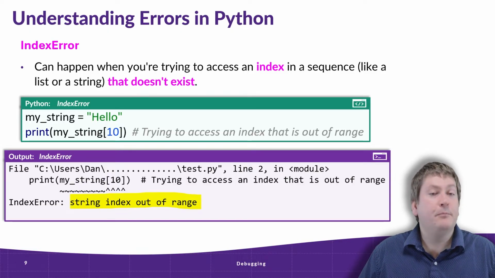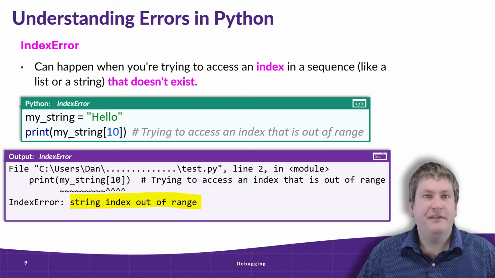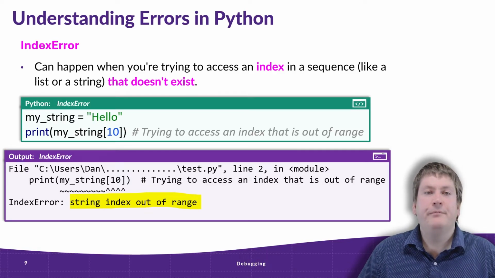This is always why it's important to make sure you understand the size of the collection when you're trying to access specific elements, so you don't go outside of that range.